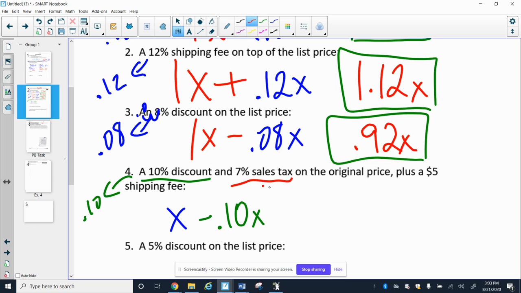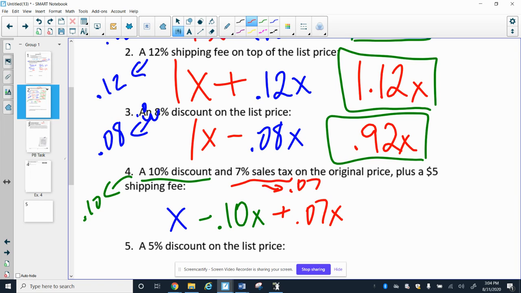Okay, so 7%, 0.07. Okay, if we're changing that to a decimal, we're going to add that on. So plus 0.07x. And we're taking this percentage of that original list price. Okay. So if we read our expression aloud so far, we have X, which was our original list price. We subtracted off 10% of X. That's our 10% discount. Then we added on 7% of X.